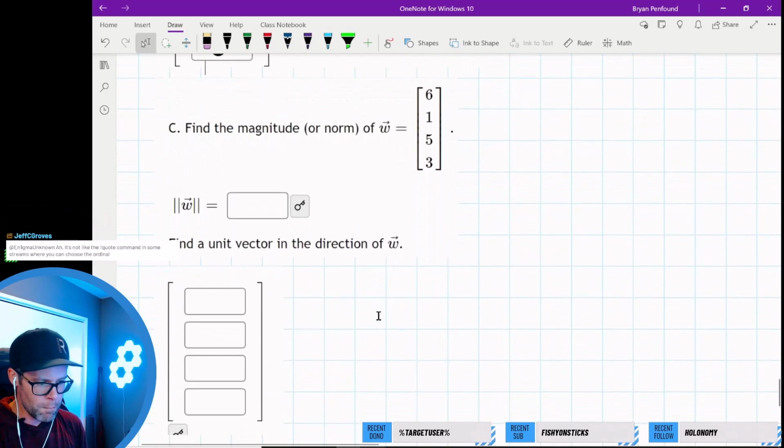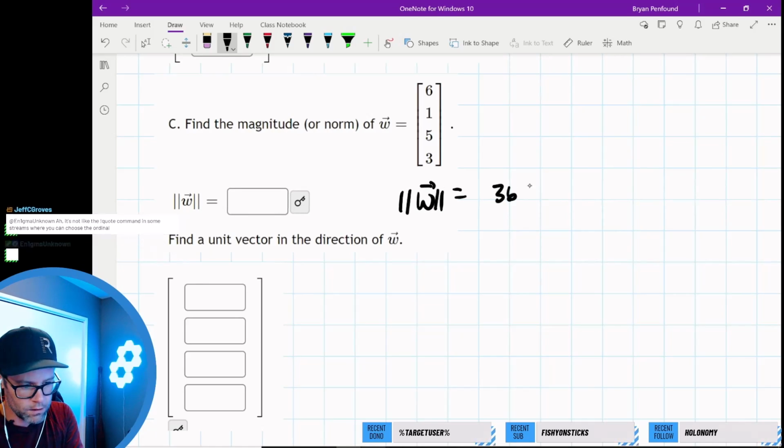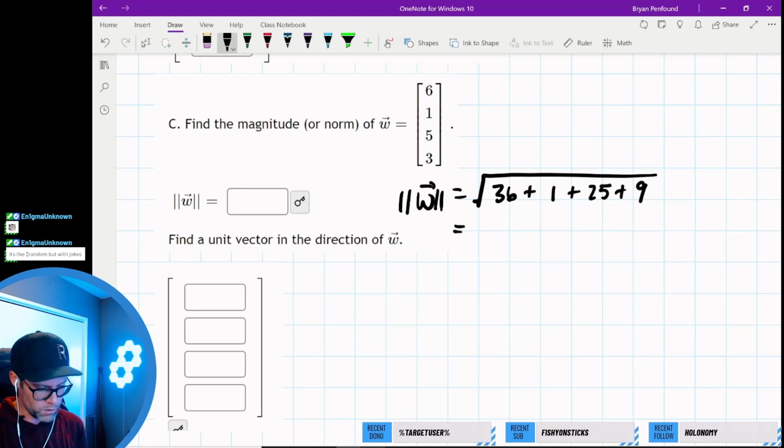And finally, find the magnitude or norm of w. This one's going to be a big boy, isn't it? 6, 1, 5, and 3. So the magnitude of w would be 6 squared plus 1 squared plus 5 squared plus 3 squared. What is that number? 36. Geez, 36 plus 1 plus 25 plus 9. The square root of 71.